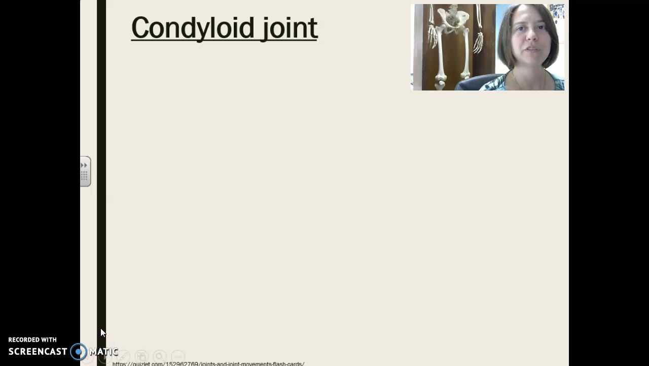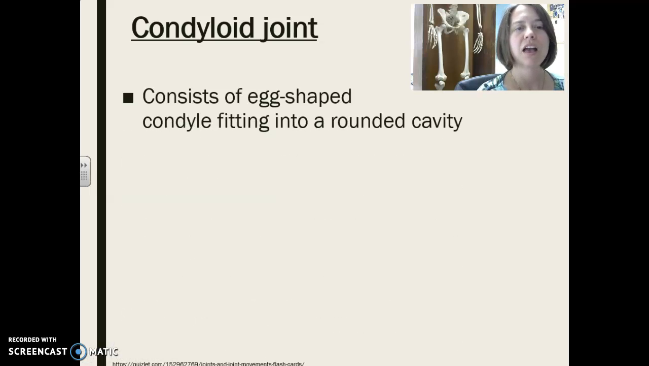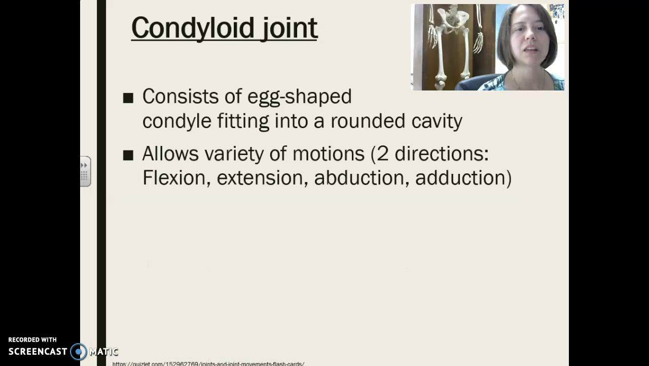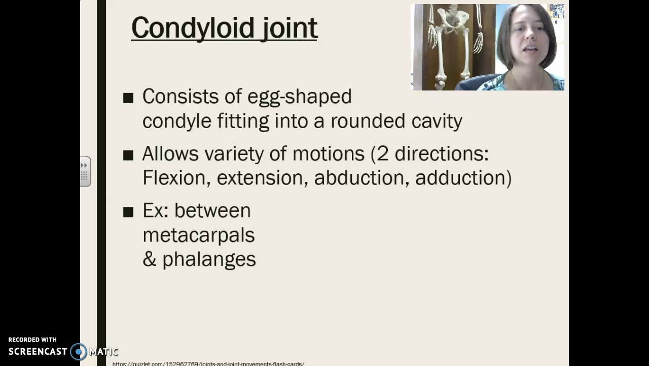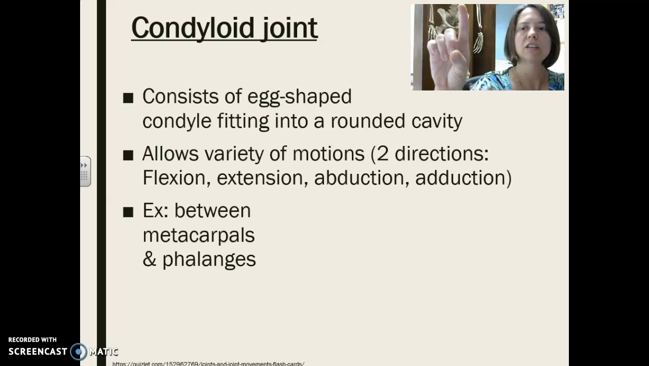The third type of synovial joint is the condyloid joint, and this consists of an egg-shaped condyle fitting into a rounded cavity. This allows a variety of motions, still quite a bit of motion, not as much as the first 2, ball and socket and saddle joint. So 2 directions: flexion and extension, and abduction and adduction. A good example is between the metacarpals and the phalanges, because you can do flexion, extension, abduction, and adduction.